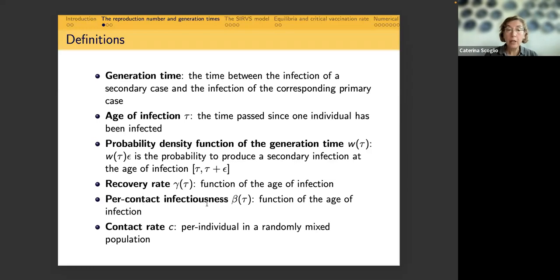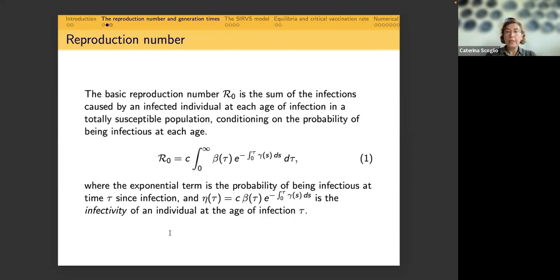We have the per contact infectiousness beta tau, also a function of the age of infection. And then we have the contact rate C, which is the number of contacts per individual in a randomly mixed population. And so we can summarize a well-known result concerning the definition of R naught in the case of age of infection. R naught is the sum of the infections caused by an infected individual at each age of infection.